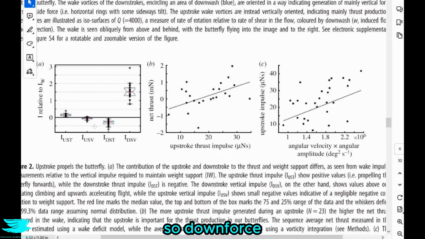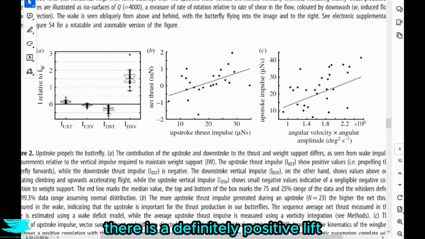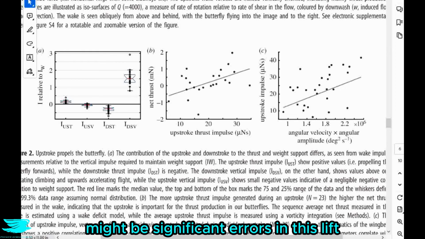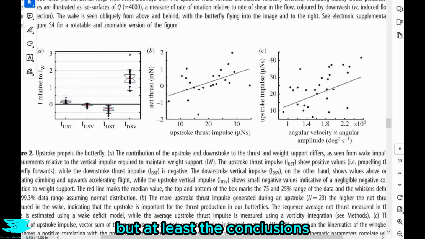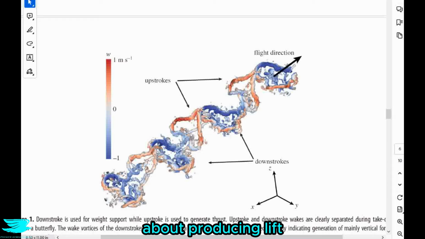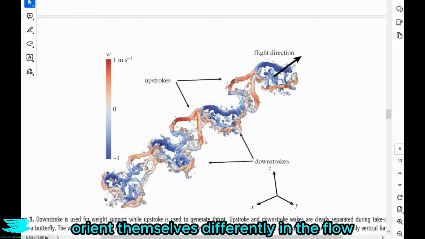But overall, for this entire cycle, there is definitely a net positive lift, which makes complete sense because the butterflies can fly up, obviously. Now, there still might be significant errors in this lift production data, but at least the conclusions are logical here. Anyway, at least in figure 1, we can see that the downstroke is more about producing lift and the upstroke is more about producing thrust. We can tell from figure 1 that these two phases make the resulting vortex loops orient themselves differently in the flow.